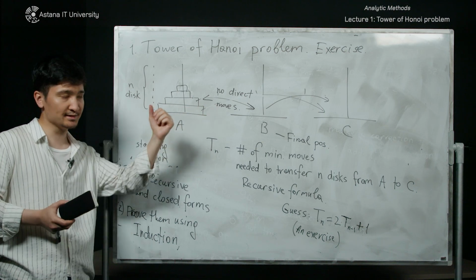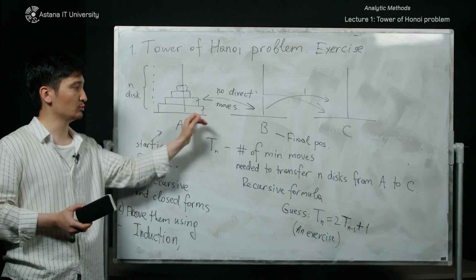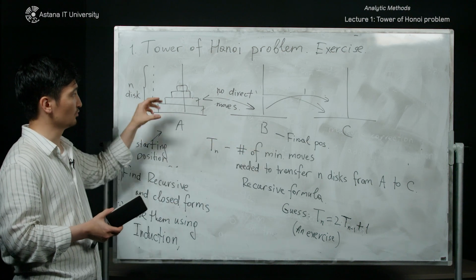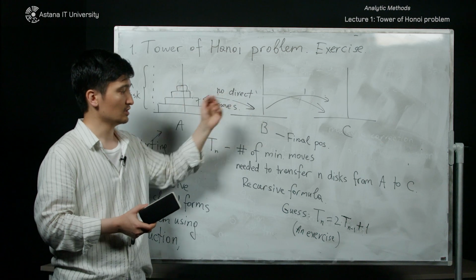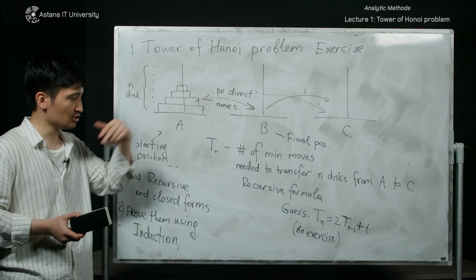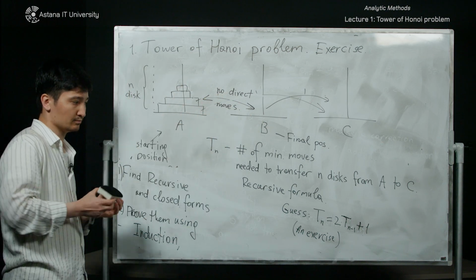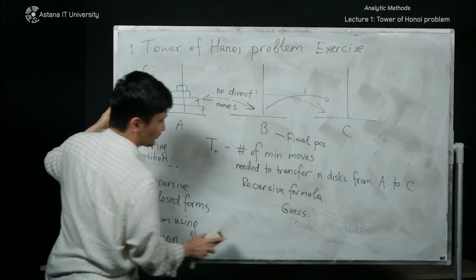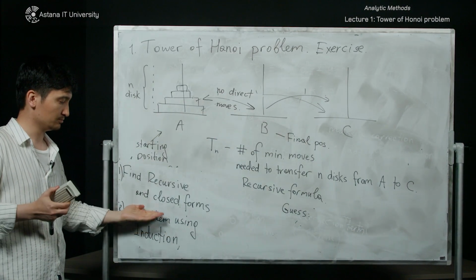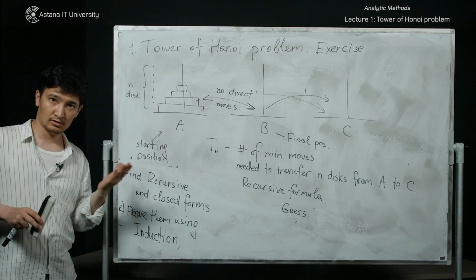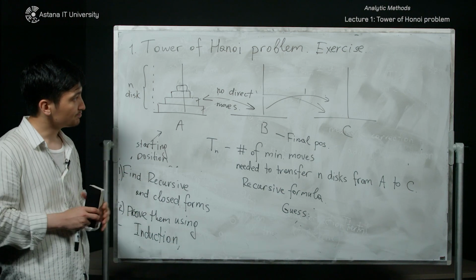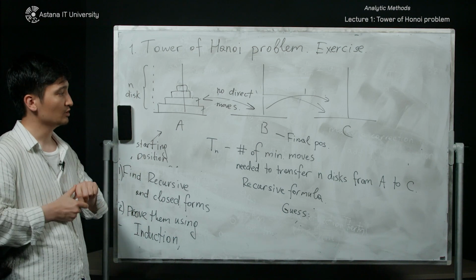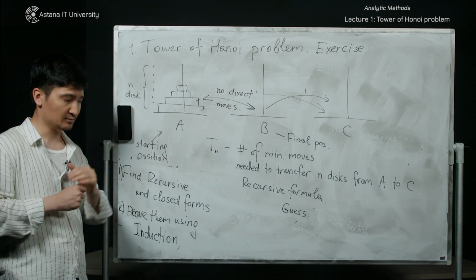Again, we have 3 pegs. Now, no direct moves between A and B. Starting position A and final position is B. So you have to move all of these disks from A to B. So if you have this restriction, then what will be the recursive formula? And obviously, it will be different. And what will be the closed formula? So this is the problem for you. I hope this is a useful problem for you to get started with.